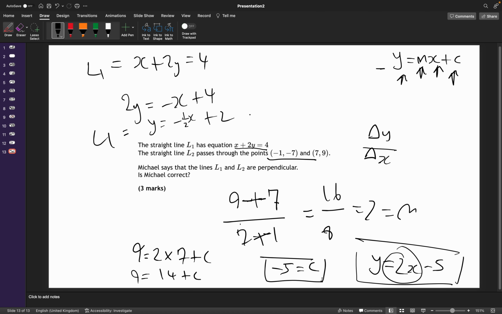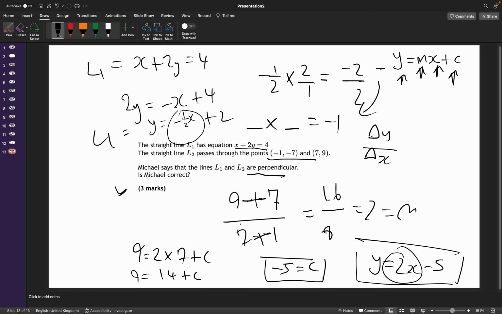We actually didn't even need to find the equation of this line. We just needed the gradients of both lines because we're just trying to prove that they are perpendicular or they're not perpendicular. So you can have negative a half multiplied by 2, I'll write that as 2 over 1. If they make negative 1, it'll be perpendicular because remember, perpendicular lines multiply to make negative 1. Negative 1 times 2 is negative 2. 2 times 1 is 2. That's going to be negative 1. So they are perpendicular. He is correct.